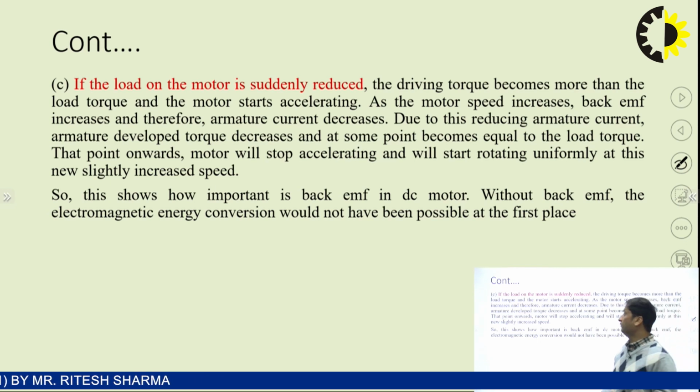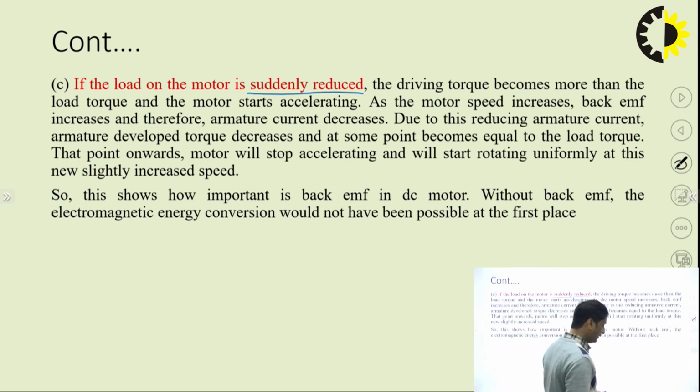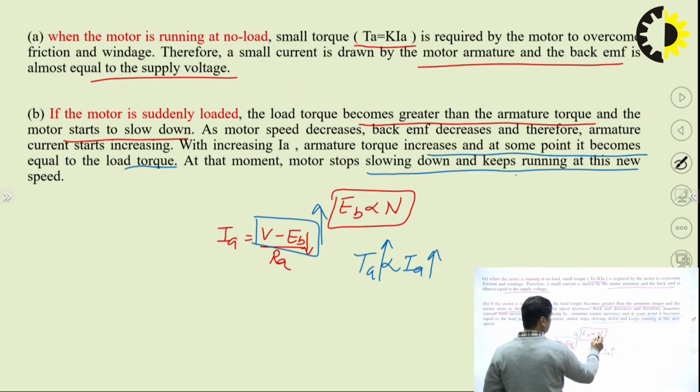Another case is where the load on the motor is suddenly reduced. Suppose the motor is rotating at a high load, and the load is reduced. What does it mean? The motor will accelerate, because the torque is high and suddenly the load is reduced. Its speed increases and the back EMF also increases at that speed. If the back EMF increases, the numerator will again decrease, which means the current will reduce.